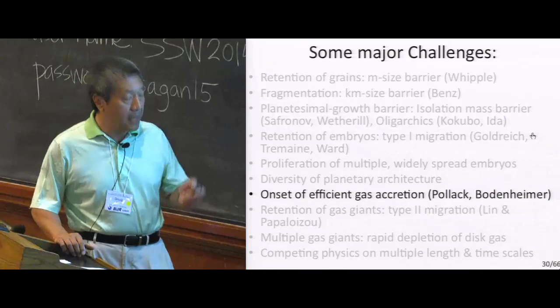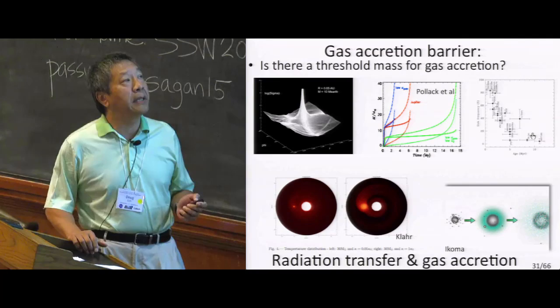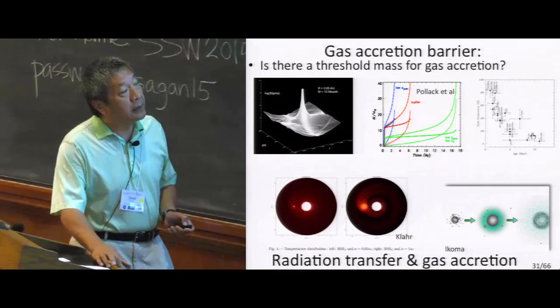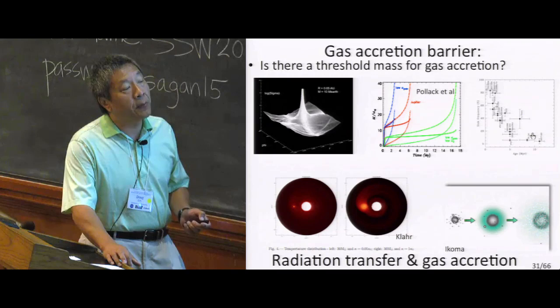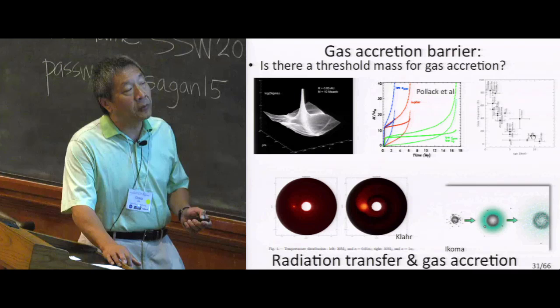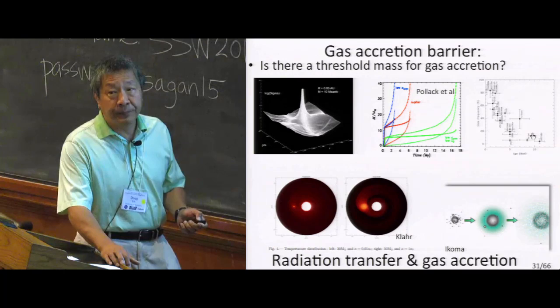And we also heard about this classic work that's done by Pollack et al. in 1996. And the idea here is that when you have material accreted in here, and it's surrounded by an envelope, the heat is deposited here, and that heats up this envelope. So in order for the envelope to collapse, you have to have heat go out.